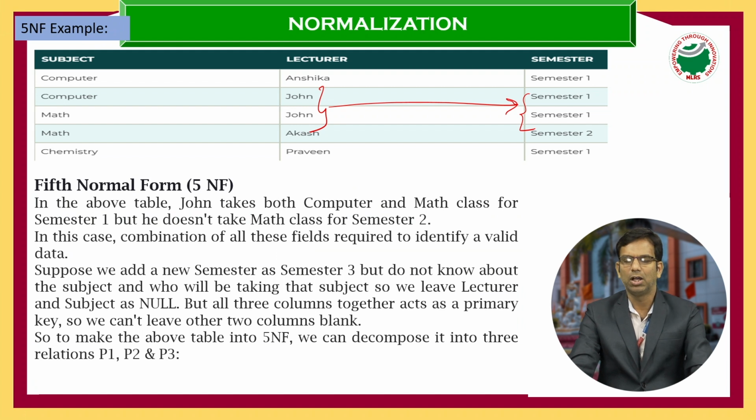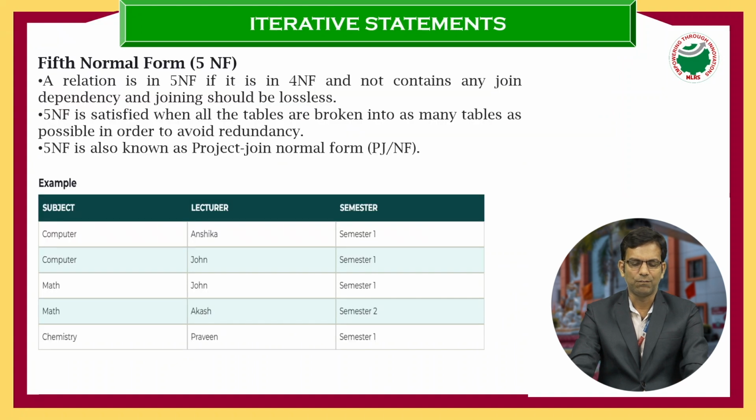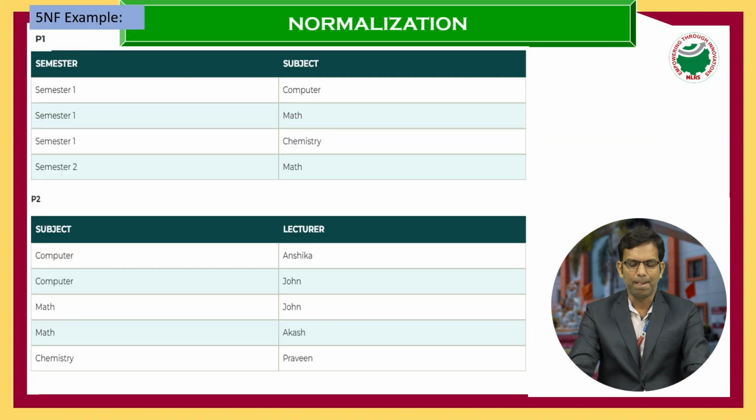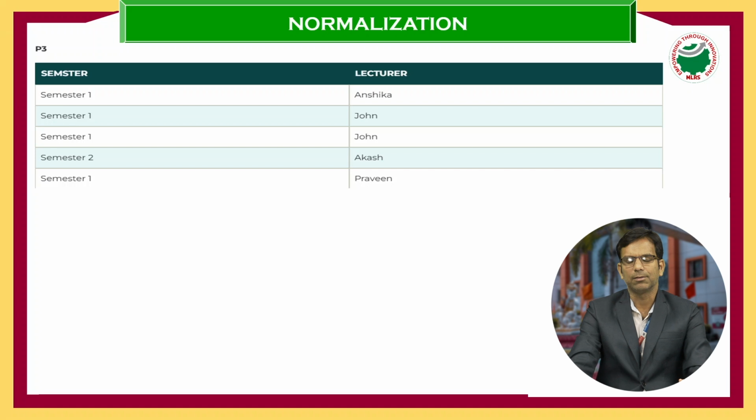In 5NF, the join implementation concept applies above all normal forms, 1NF, 2NF, 3NF, 4NF and BCNF. The lossless join concept is applied in 5NF, so a join should be lossless. A relation is in 5NF if it is in 4NF and does not contain any join dependency. Join dependency should not be possible; only lossless data can be accepted. So we have to say that 5NF is a concept above all normal forms.